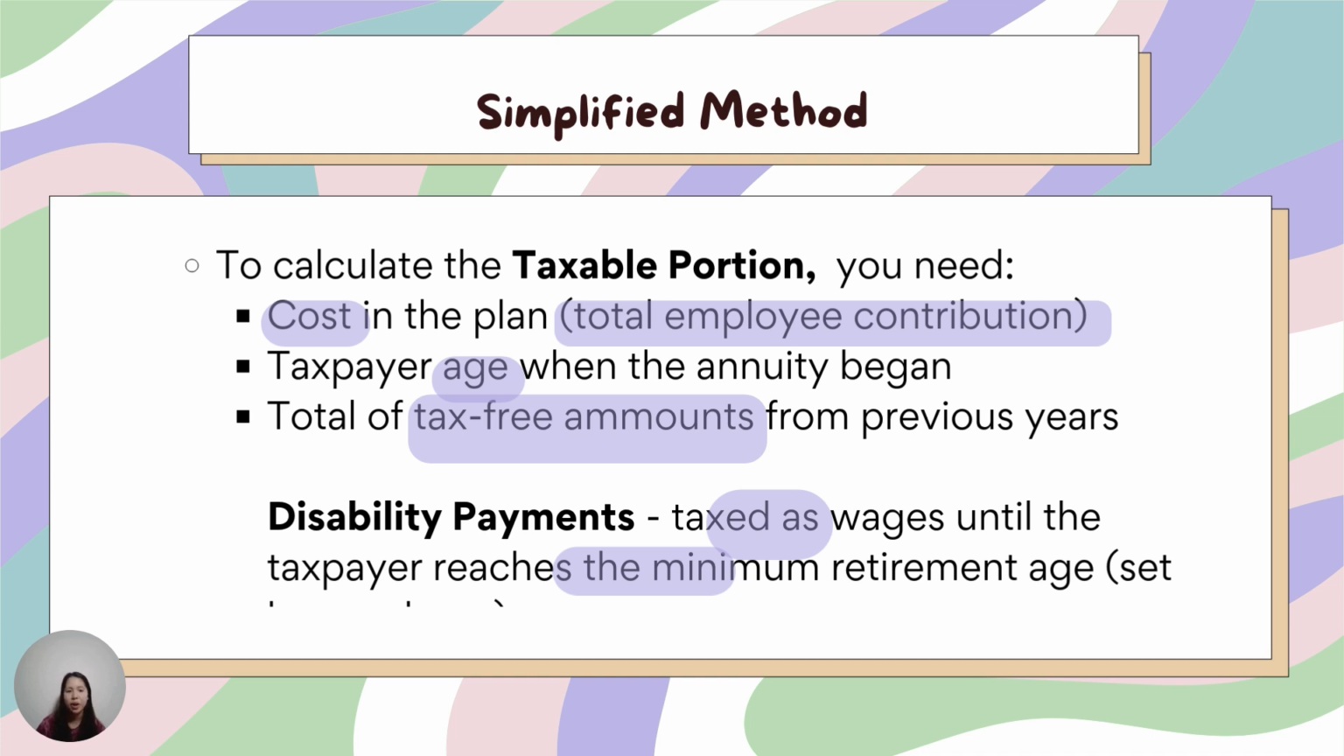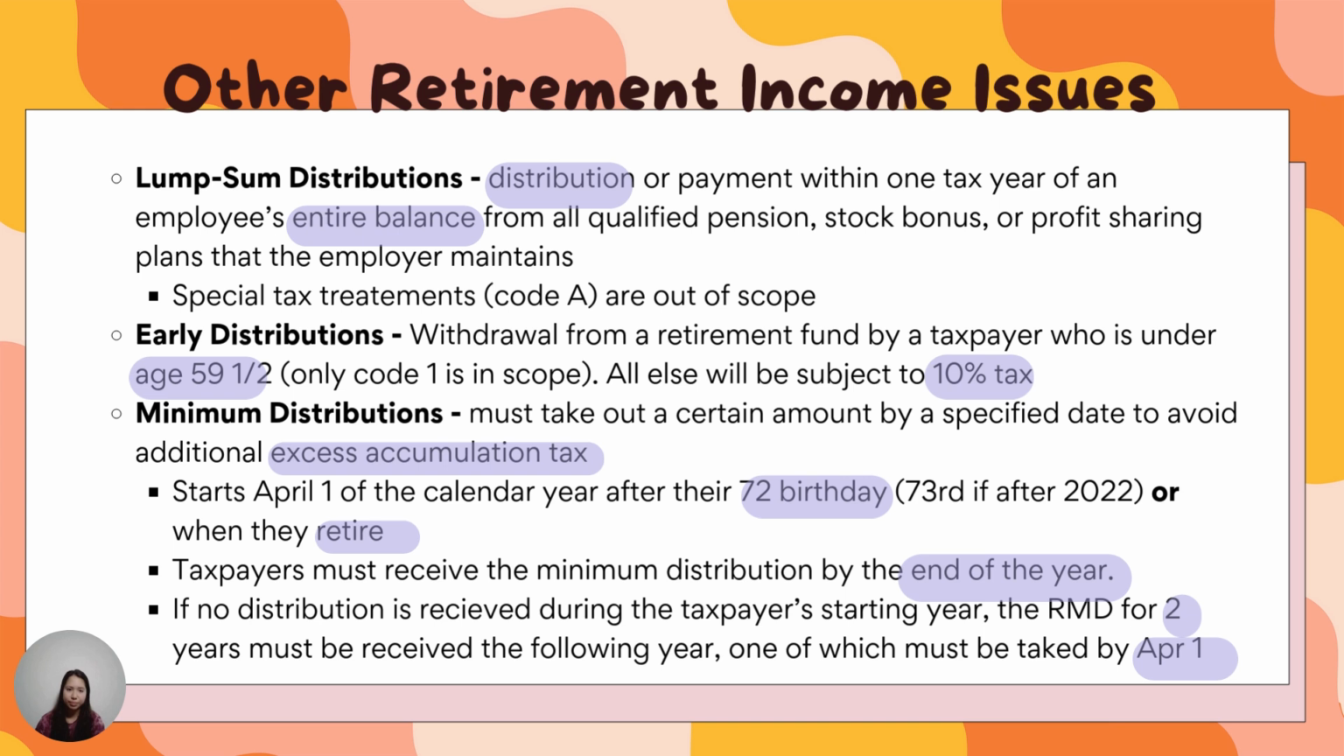Disability payments are taxed as wages until the taxpayer reaches the minimum retirement age set by the employer. So they're treated a little differently than a pension or annuity in that they are taxed as wages, meaning they go to income and not the appropriate schedules for retirement income. They go to the wage income section, not the retirement income section, until they meet the retirement age.